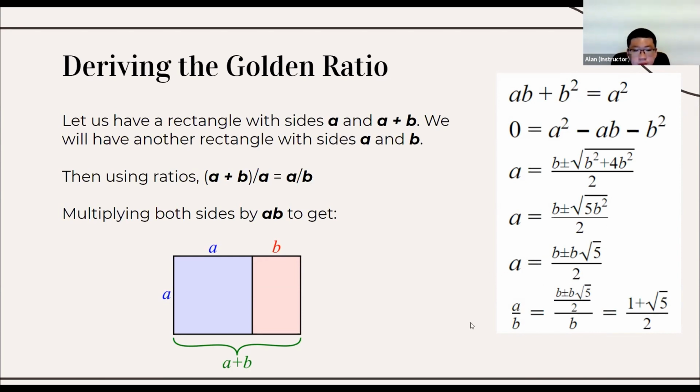So A over B, which is the ratio, which is the golden ratio, it's going to be B plus or minus B root 5, and the whole thing divided by 2. So you would actually get 1 plus or minus root 5 over 2. But the reason why we don't consider 1 minus root 5 over 2 to be the golden ratio is because, well, root 5 is greater than 1. So 1 minus root 5 over 2 is going to be negative. And that doesn't make sense because, well, all these lengths are positive. So how are you going to have a negative ratio between lengths that are all positive? So that's how you derive that the golden ratio is 1 plus root 5 over 2.